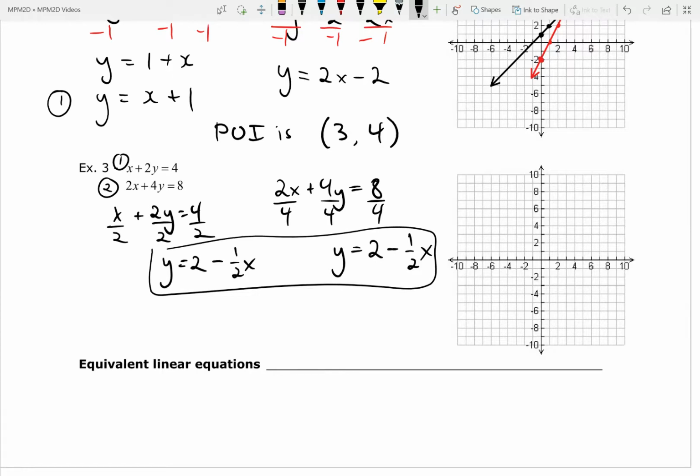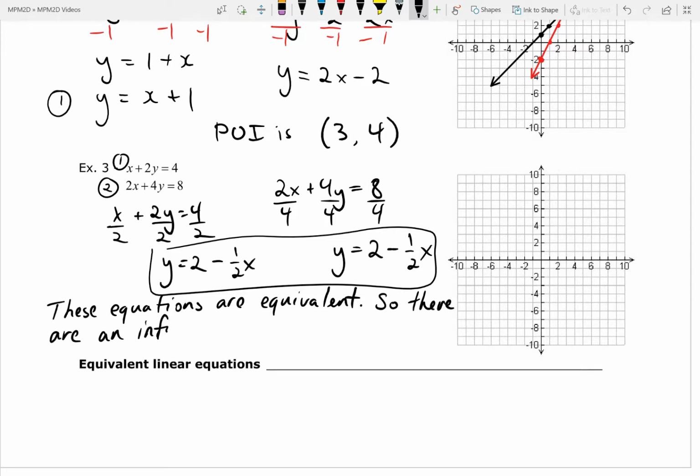Okay, so we're going to say here, these equations are equivalent. What does it mean when they're equivalent? It means that they are the same. They are the same equation. They represent the same line. So what does that mean? Well, two lines that are overlapping each other, you're going to have an infinite number of solutions. So there are an infinite number of solutions.